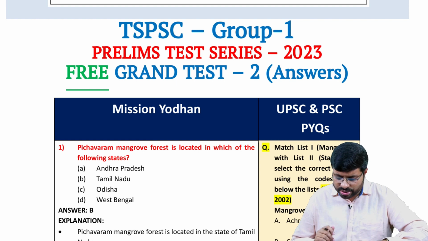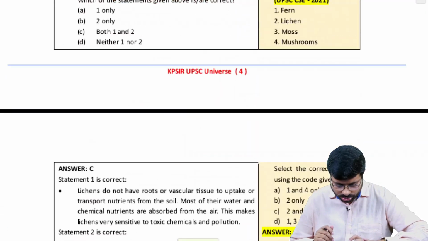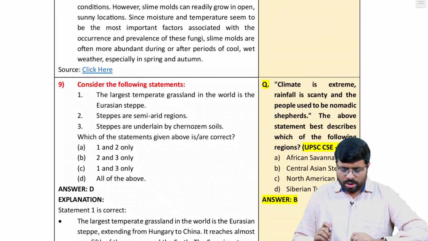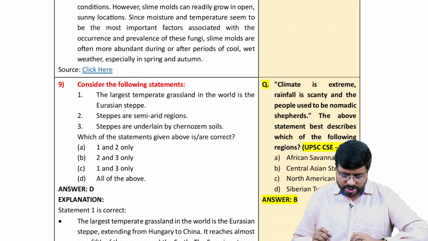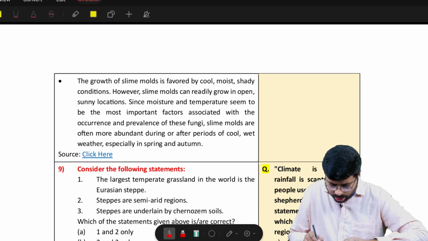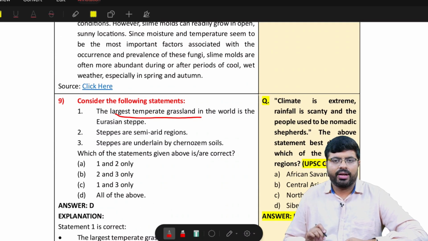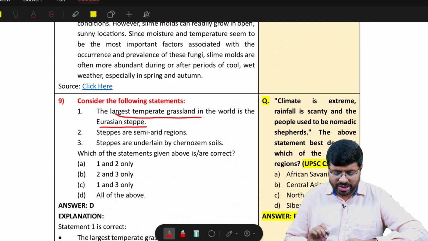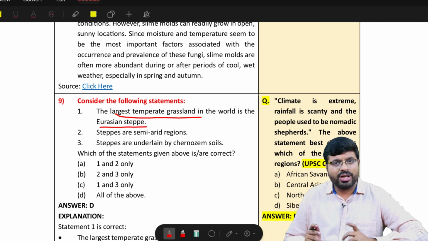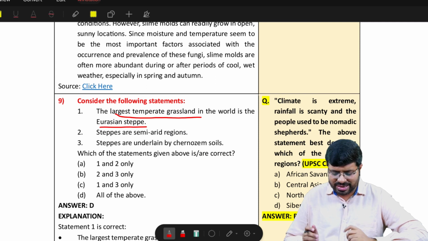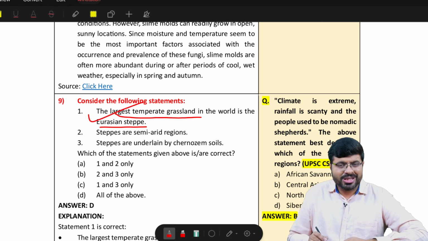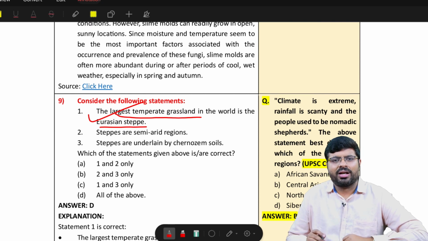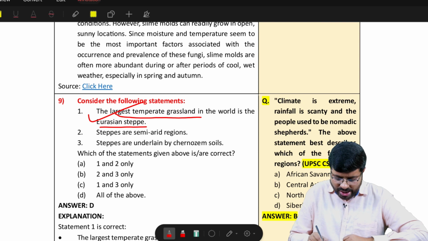Question number 9 of Test 2. Now consider the following statements. Here we are talking about the largest temperate grassland in the world being the Eurasian steppes. Definitely yes. We know that the temperate grassland is the Eurasian steppes, that is where you have the largest grasslands. Yes, steppes are semi-arid regions. When they are in the center part of the continent, how can you get more rainfall? Definitely yes, semi-arid regions. They are underlain by Chernozem soils.